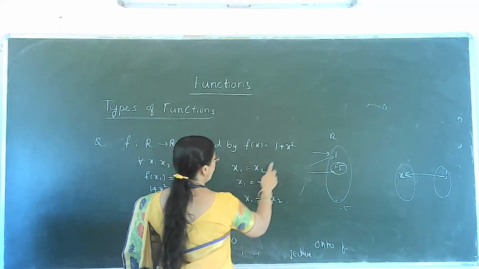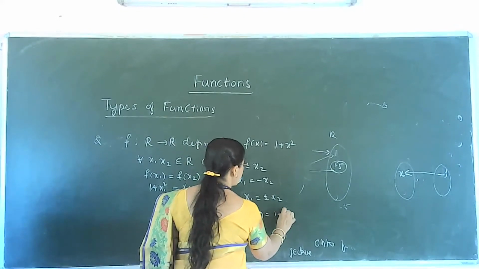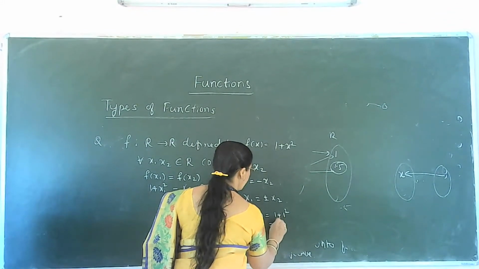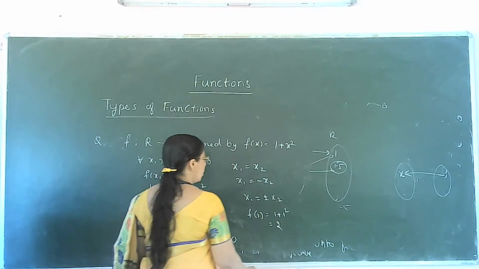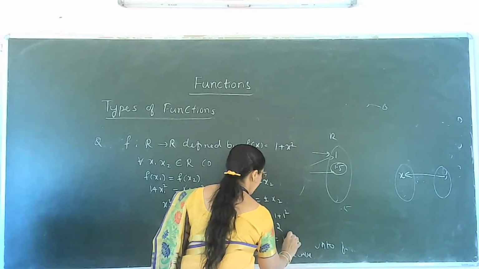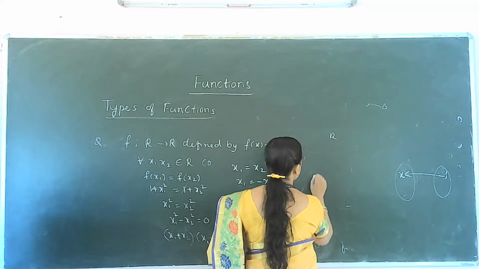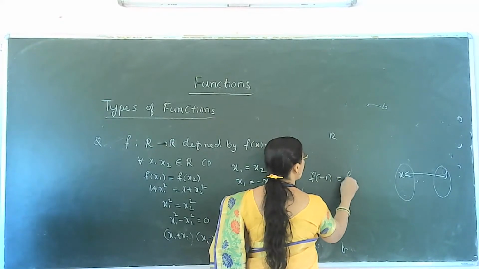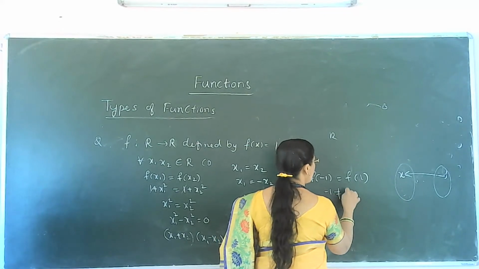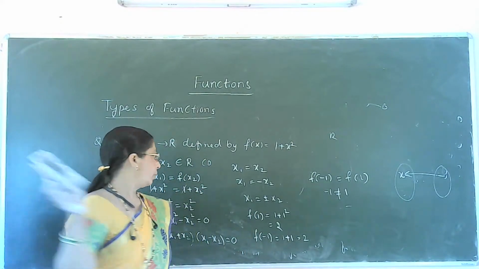Because here, f of 1 is 1 plus 1 square, which is 1 plus 1 is equal to 2. And f of minus 1 is equal to 1 plus minus 1 square, which is 1, so it's also 2. Here we write f of minus 1 is equal to f of plus 1, but minus 1 is not equal to plus 1. Therefore, it is not a one-one function.